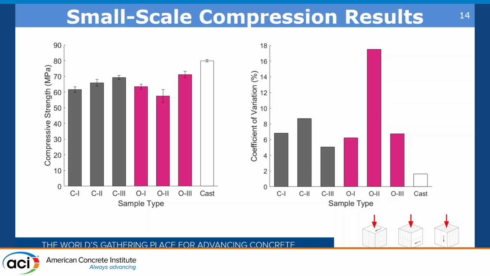And as we can clearly see, the cast samples performed the best, both in terms of their compressive strength and in terms of their coefficient of variation, the highest strength and the lowest variation, which is largely to be expected. The fact that we're only seeing a maximum of 28% reduction in strength across all of our different tests does situate us well within the rest of the body of literature and show that our cubes are performing well.